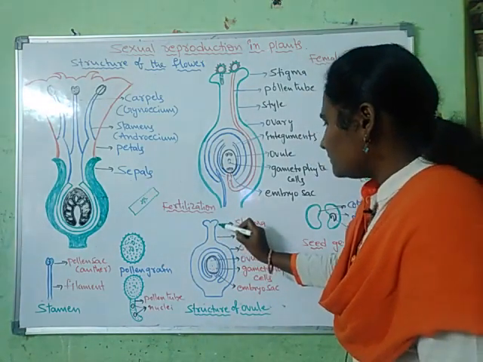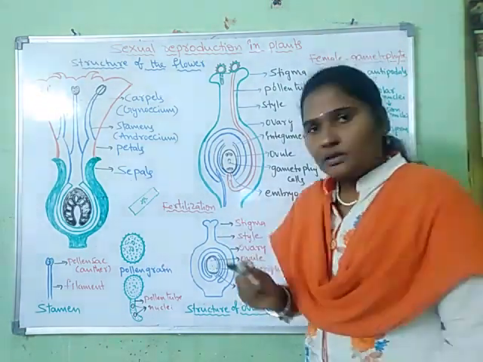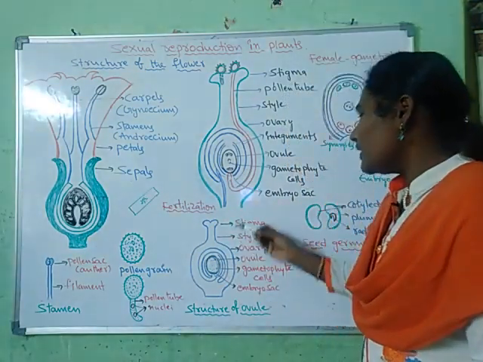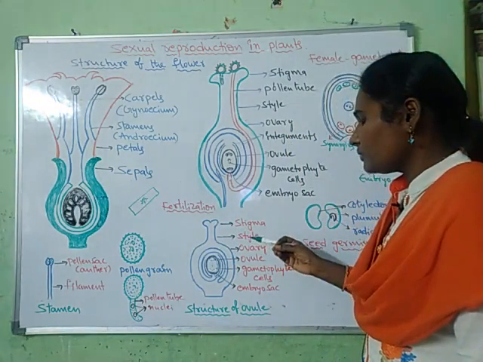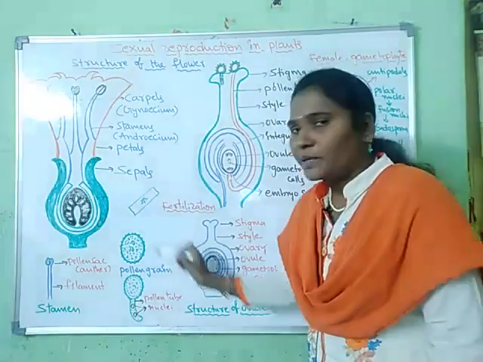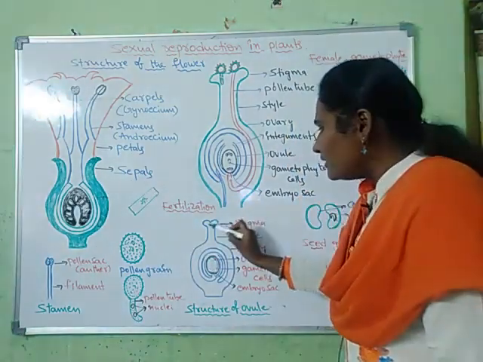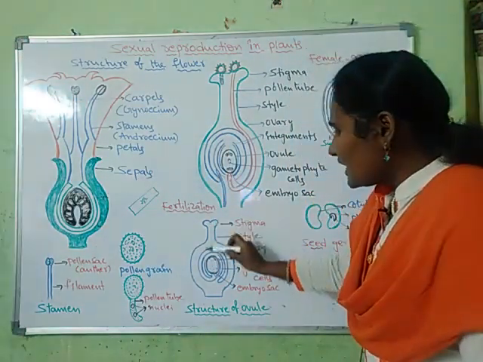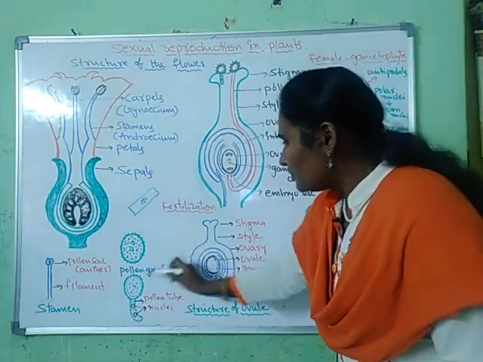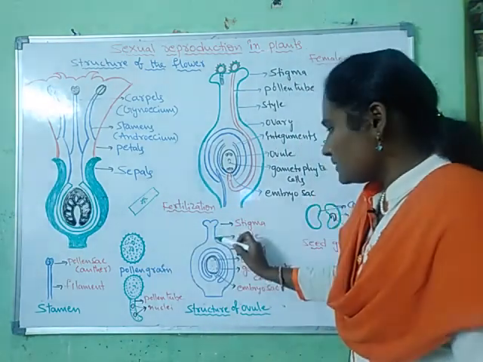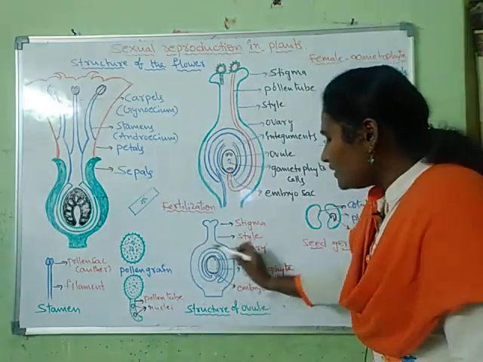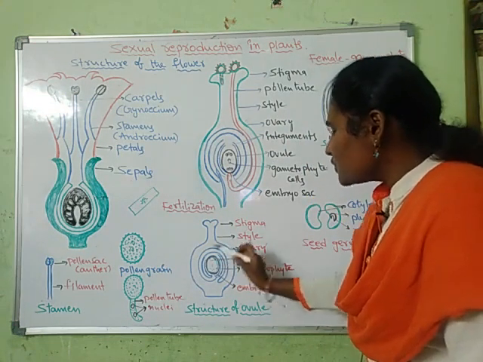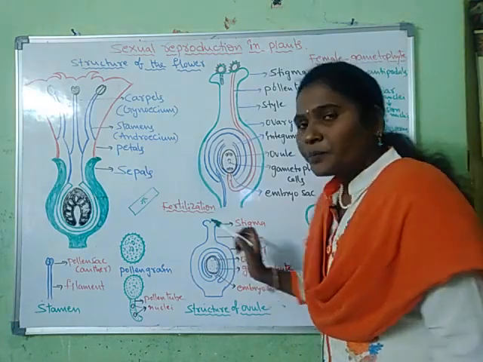The stigma secretes a sticky nutritive fluid that contains food and other substances. It helps the pollen grain to germinate. So, the stigma receives the pollen grains. And the style is a passage for compatible male sex cells. And the ovary is a very important part, where the fusion of male and female sex cells takes place.